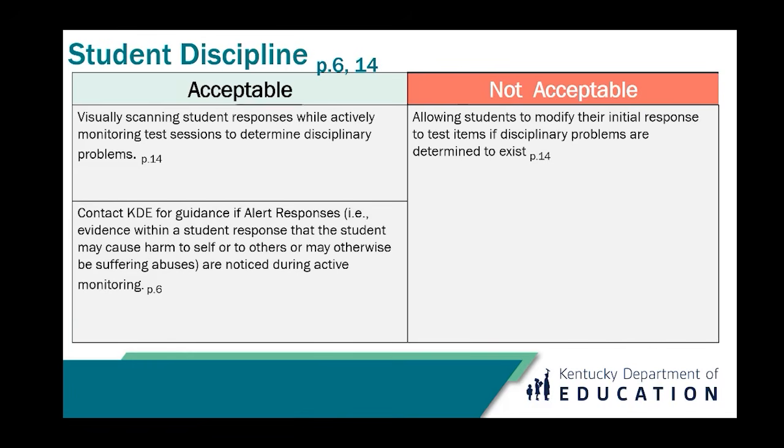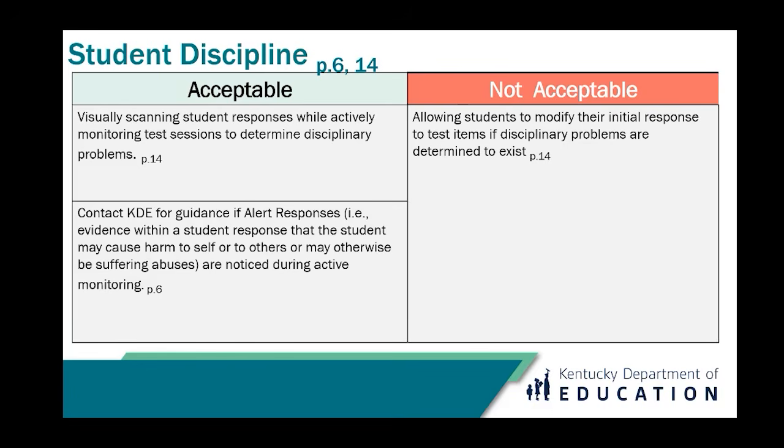For online testing, the proctor will need to note the inappropriate content while monitoring, since they will not have access to the test responses once the student submits the answers. If you have questions about how to annotate an event, please contact your BAC or DAC. If a disciplinary problem exists, students may not modify their initial response.